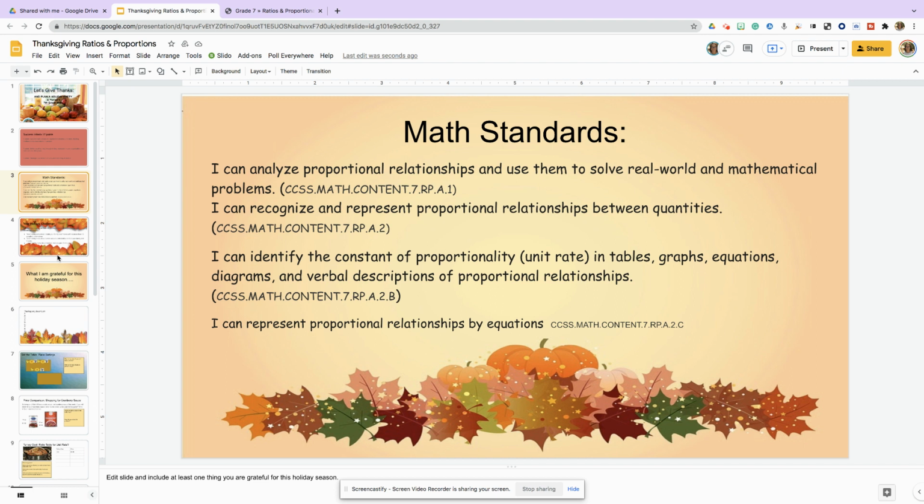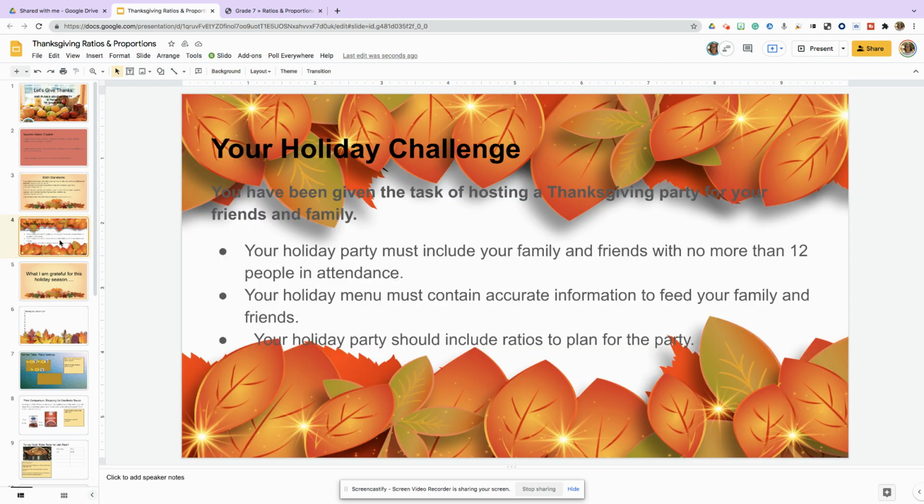But this particular project is really going to focus in on seventh grade math standards with an emphasis on proportional relationship, ratios, the constant of proportionality, and getting students to actually write an equation to represent a proportional relationship. So a lot of fun, engaging things that actually have some really strong real world context. So the holiday challenge, the students are going to include no more than 12 people.